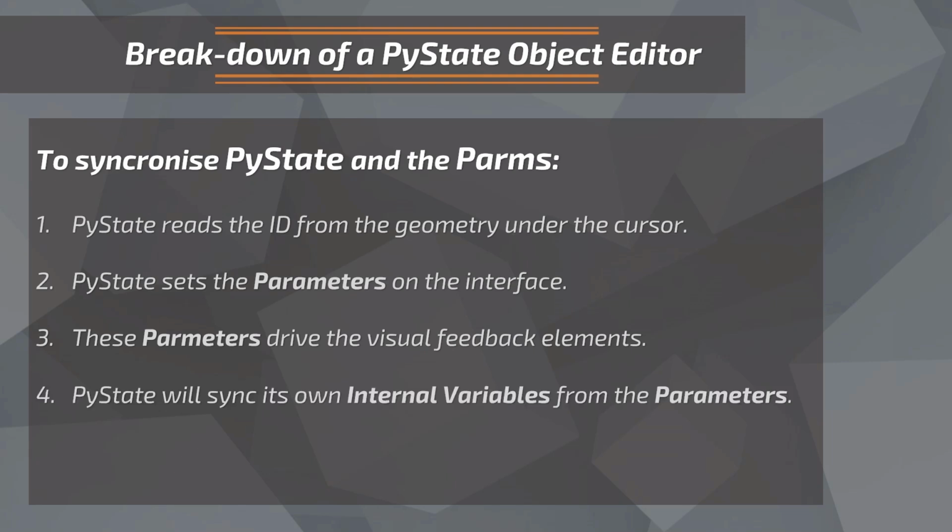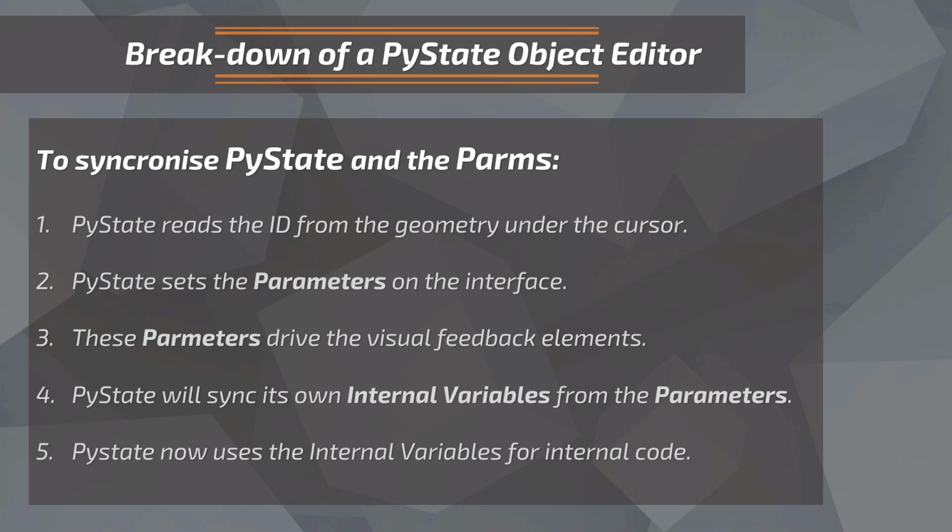But then Python will also sync its own internal variables from the parameters on the interface. So this means that Python writes out to the interface and then reads it back in to update its own internal variables. And now Python is using those internal variables for the internal code. By making sure that we sync the Python viewer state to the parameters, we actually avoid Python from throwing a lot of errors. And errors will break your tool, they will break your workflow, so we want to avoid those. So creating a very secure system for this type of tool, because we're interfacing both between Python and our node network, is very important.